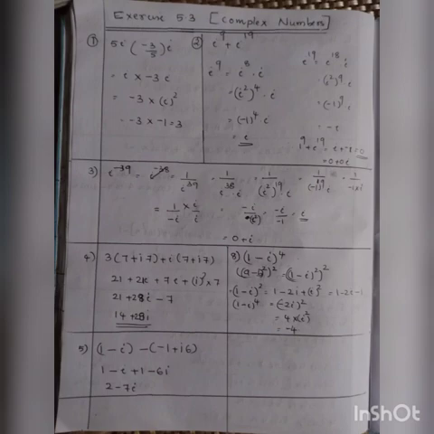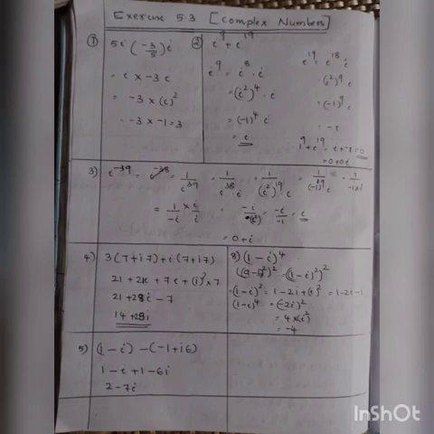Now let us move to the second question: i raised to 9 plus i raised to 19. We have to find the sum. First of all, let us check how to find i raised to 9 and i raised to 19. Find these separately. First, find the value of i raised to 9.